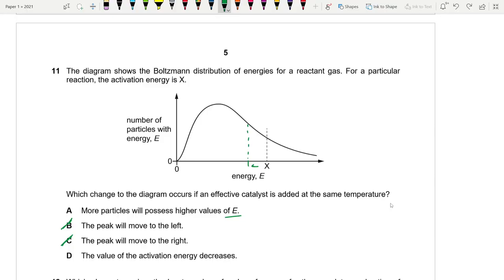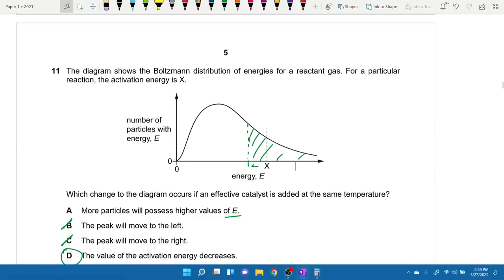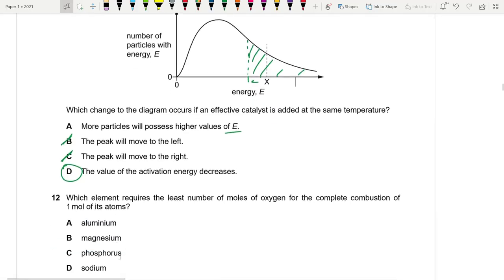The value of the activation energy. Okay, it's not like more particles will possess more energy. It's not that. It's just that particles have the same energy, but since the activation energy has decreased, now more molecules have energy greater than the activation energy. Okay, but not more energy in general, right?